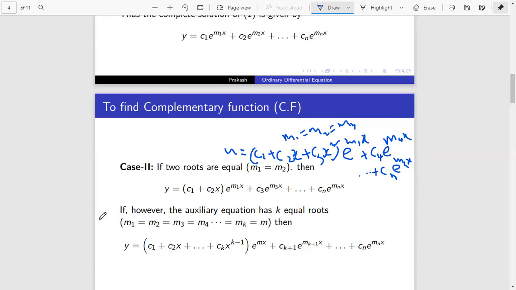In a similar way, if k roots are equal and the other roots are different, then we can write the solution as (c1 plus c2 x plus up to ck x^(k-1)) into e^(mx). The other roots are different, so as usual we write c(k+1) e^(m(k+1) x) and so on up to cn e^(mn x). This is the second case.